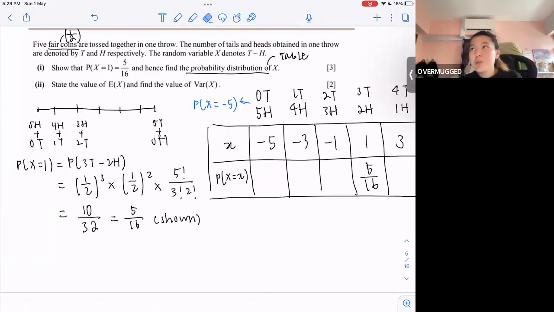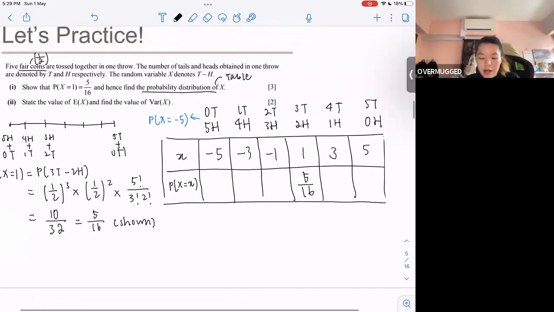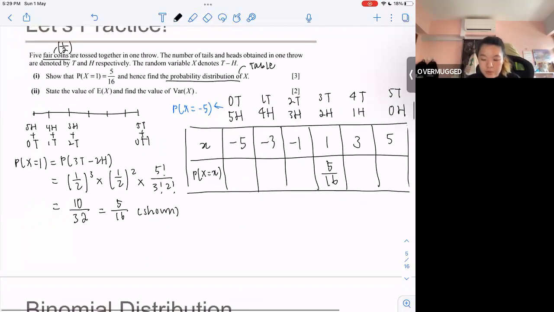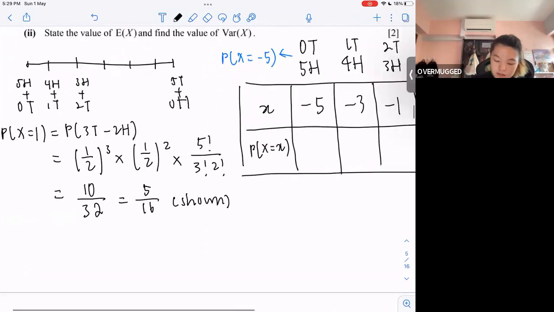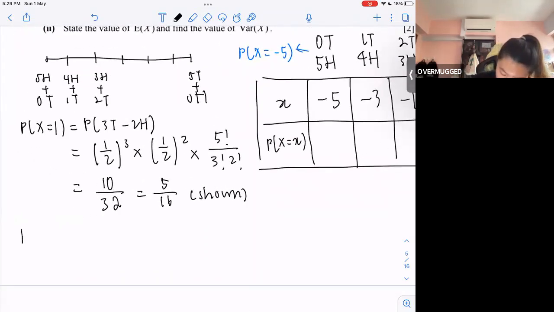So now we're going to do it for the rest of them. In fact, I want to give you guys the chance to do some of them. I'll take you through a couple more and then you can tell me what the rest are. So let's do the probability of x being -5. I'm going to start from the left-hand side.